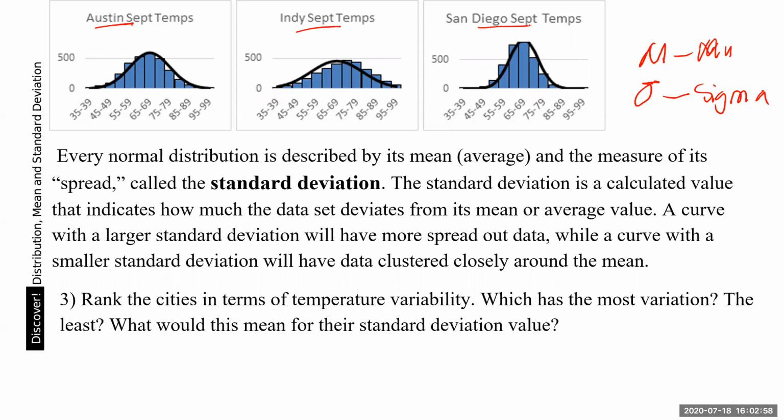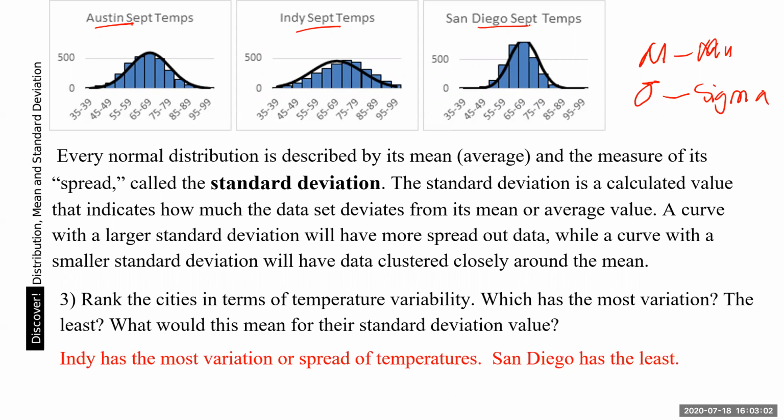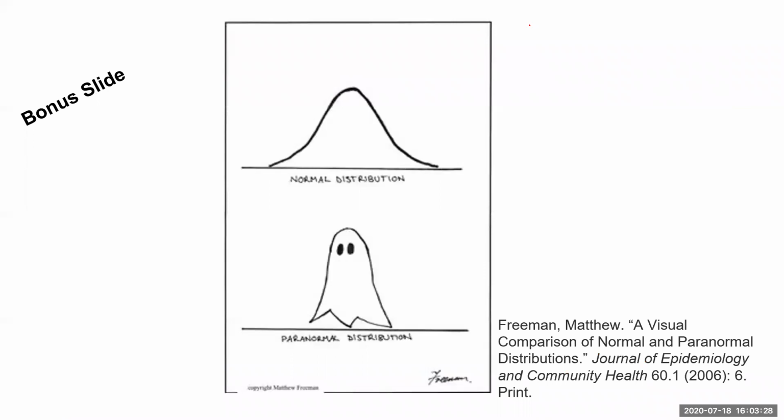What do you think? Okay, so which has the most variation? Did you say Indy has the most variation? All right. And San Diego has the least. Okay. Mind you, we have said that the larger the spread, the larger the standard deviation, and the lower the spread, the lower the standard deviation. And we know Indiana temperature is bipolar, right? It's cold right now. The next moment it's raining and it's hot, you know, so that's right.